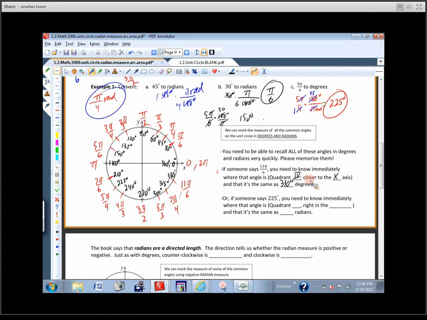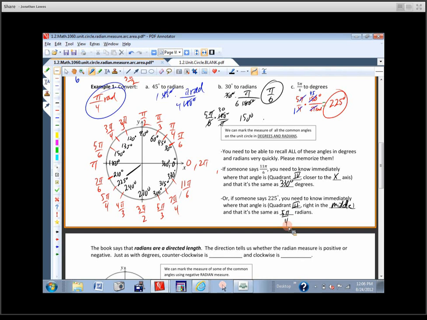That stuff right here that we just filled in, what quadrant it's in, what axis it's closer to, and we generally refer things to the x-axis, okay? And what the degree equivalent is, that needs to be second nature. Or if somebody says, we've got 225 degrees, you need to know that that is in quadrant 3, right in the middle of quadrant 3, right there. Okay, that's the one we're talking about, right here. And it's the same as 5 pi fourths. Okay? That needs to be second nature.